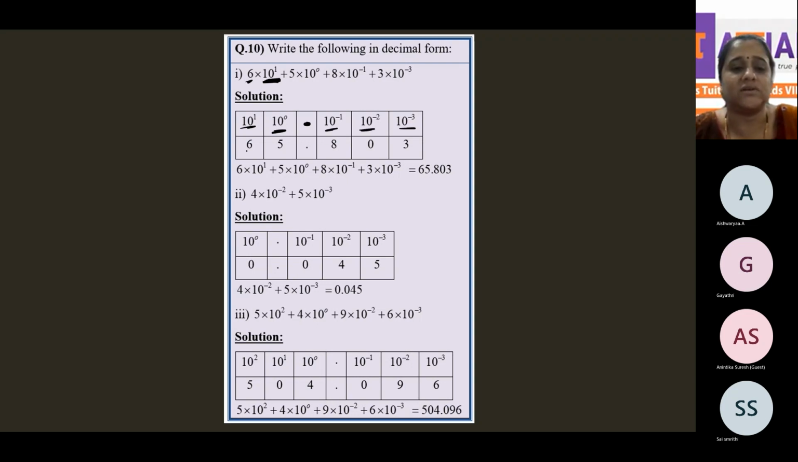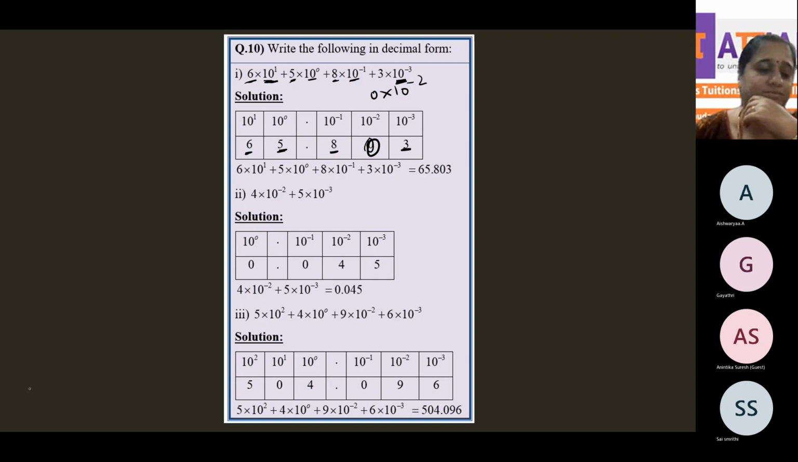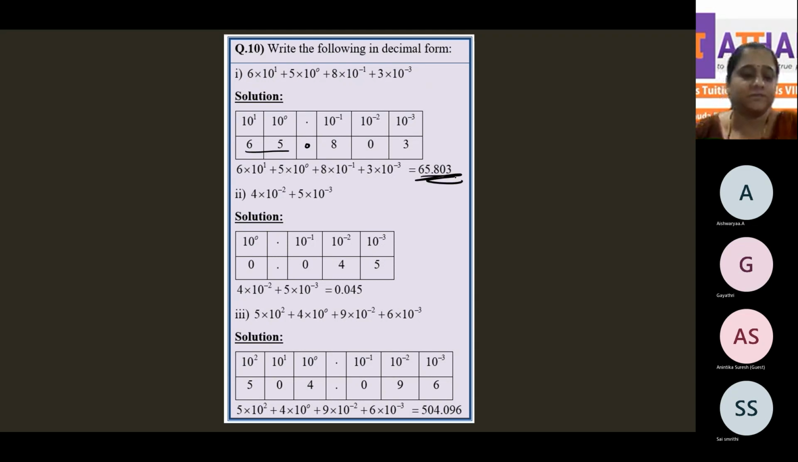Now fill the digits. In this place value, 10 to the power 1, we have the digit 6. 10 to the power 0, we have the digit 5. 10 to the power minus 1, we have the digit 8. 10 to the power minus 2 is not visible. It's not here, so that means 0. It's 0 into 10 to the power minus 2. If there is nothing, it means 0. And then 10 to the power minus 3, we have the digit 3. So the decimal number is 65.803.